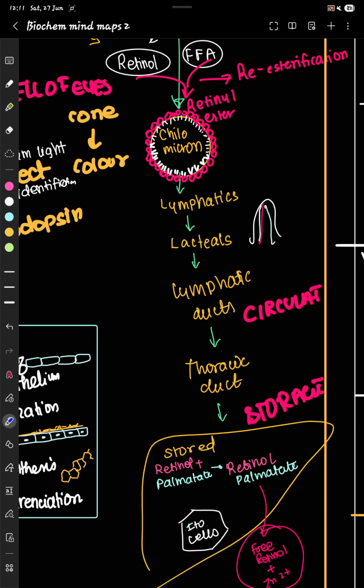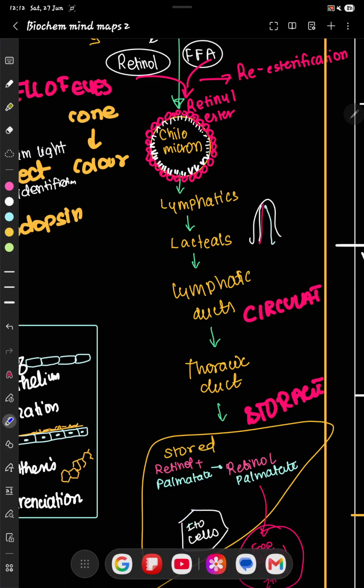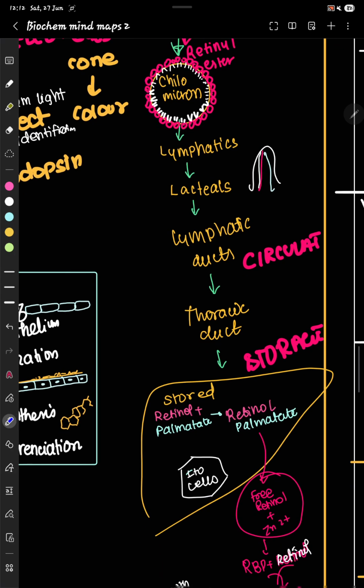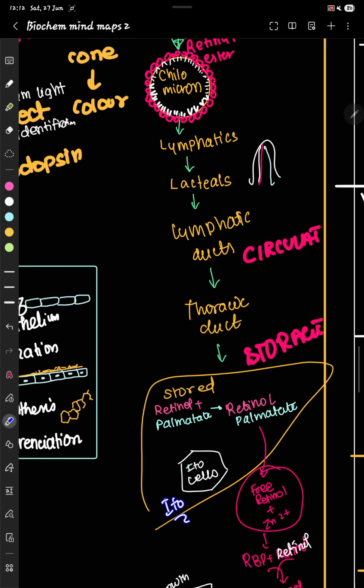It is stored as retinol palmitate in the Ito cells of the liver. Liver contains hepatocytes and there are cells called Ito cells. These Ito cells have palmitate, which combines with retinol to form retinol palmitate. And this is the storage form of vitamin A.